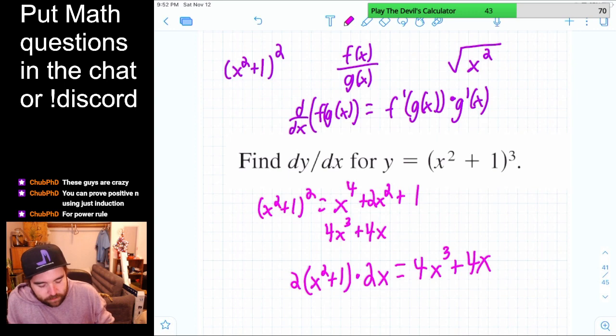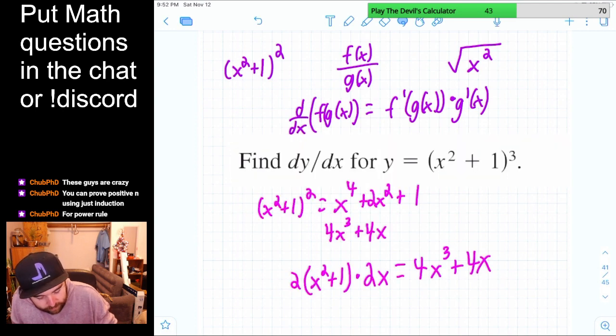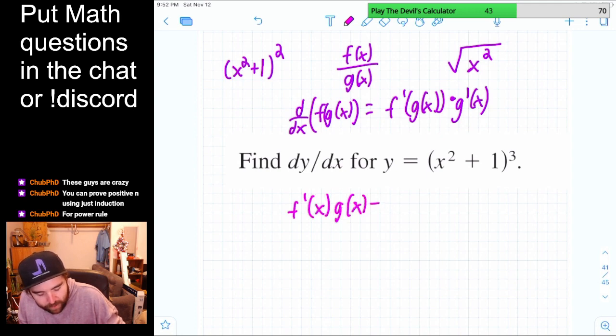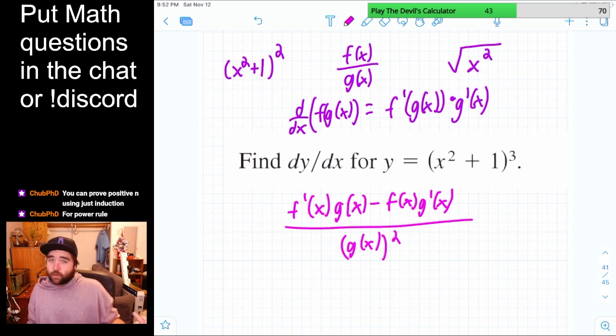So the next one's an interesting one. The next one, just f of x divided by g of x. I don't want to get rid of that just yet. So notice that that's just a quotient rule thing. So we already know the derivative of that because it's just the quotient rule. f prime of x times g of x minus f of x g prime of x, divided by g of x squared. So that's just using the quotient rule, which is probably the better way, not going to lie.